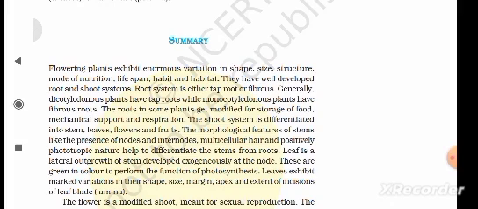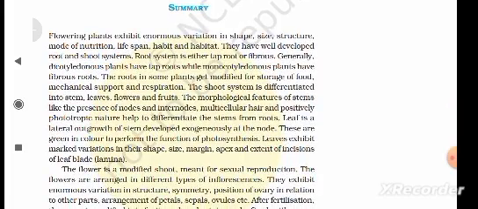Summary. The flowering plants exhibit numerous variations in shape, size, structure, mode of nutrition, lifespan and habitat. They have well developed root and shoot systems. The root system is either taproot or fibrous. Generally dicotyledonous plants have a taproot while monocotyledonous plants have fibrous roots. The roots in some plants get modified for storage of food, mechanical support and respiration. The shoot system is differentiated into stem, leaf, flower and fruit. The morphological features of stem, like the presence of nodes and internodes, multicellular hair or positively phototropic nature, help to differentiate the stem from root.